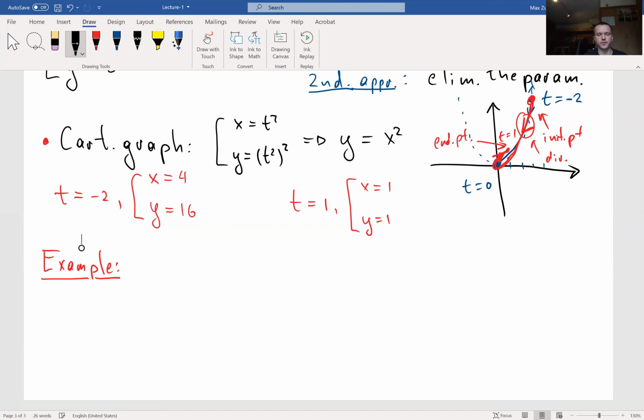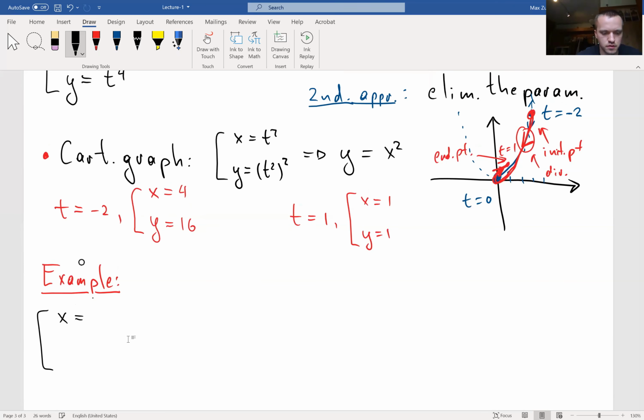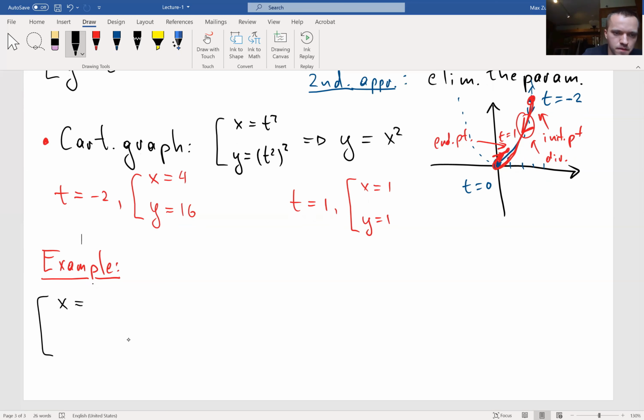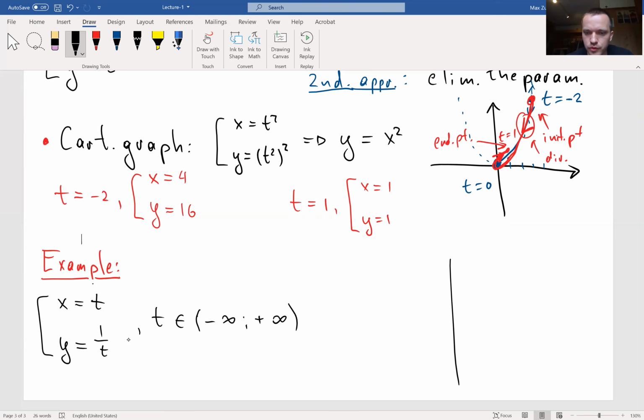Okay, and for this example, let's take x is equal to t, and y is equal to 1 over t. And let's make t change between negative infinity and positive infinity. So what we're going to get over here.